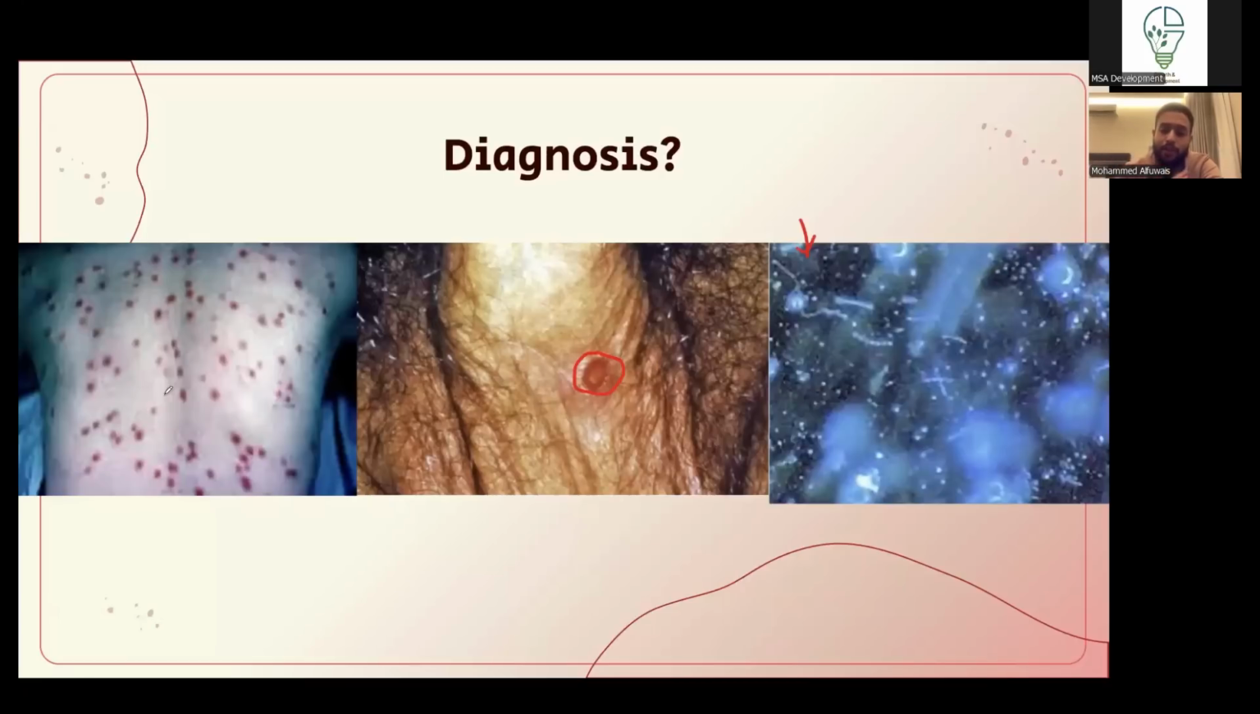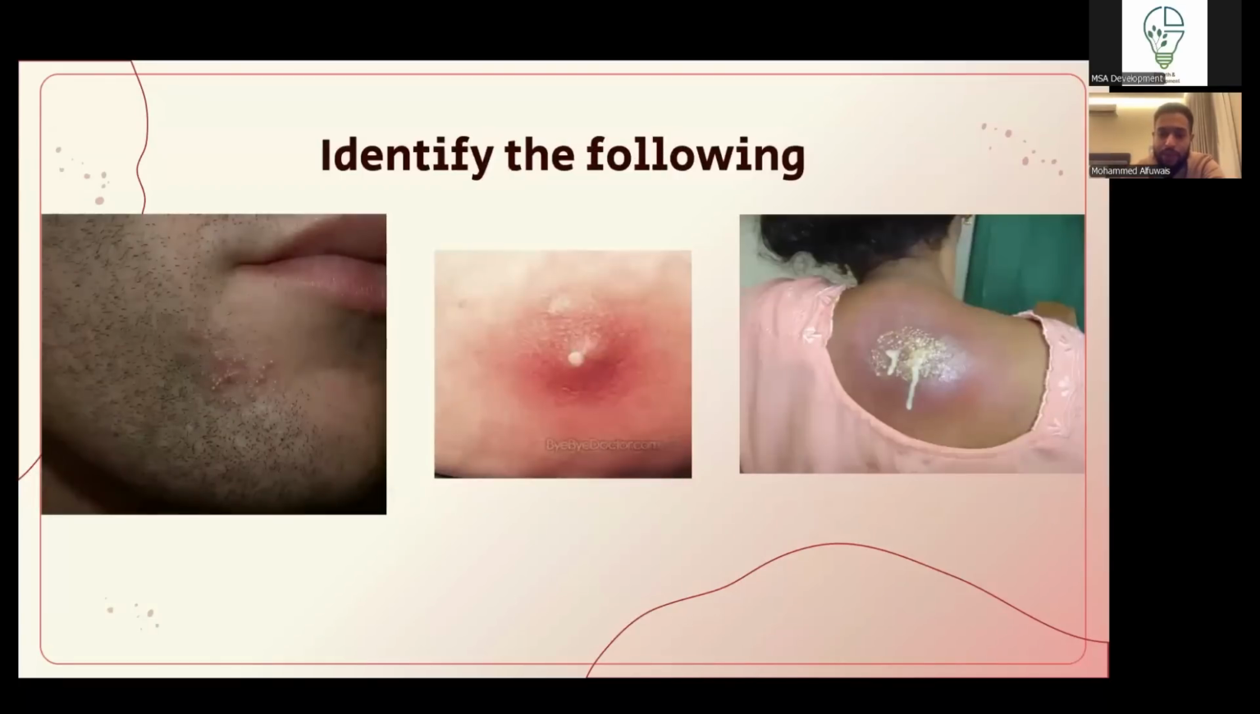Again, you don't need to know the details of primary, secondary, tertiary. So remember, primary is a painless ulcer. Secondary is diffuse. How do you diagnose it? Dark field microscopy. Okay, syphilis.